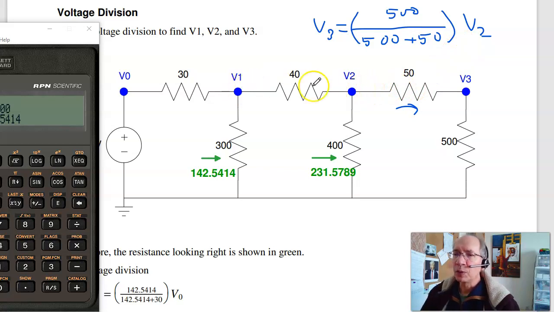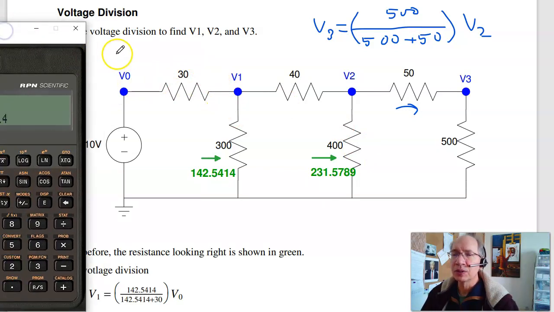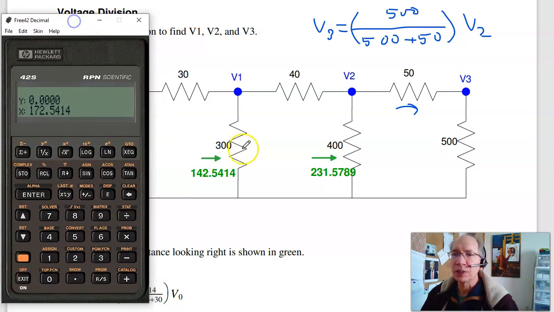If I knew V1, I could find V2, but I don't know V1. If I knew V0, I could find V1. I do know V0, so V0 is 10 volts. So I can find V1. It's going to be this resistance looking right, so all this together looks like 142 ohms. So let's do recall 02. Why save that?